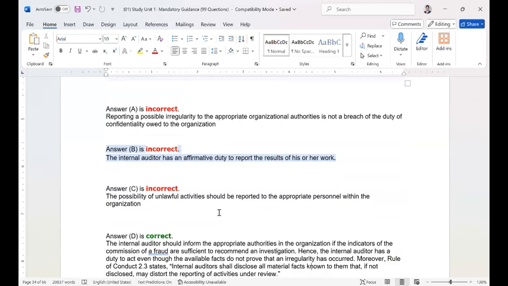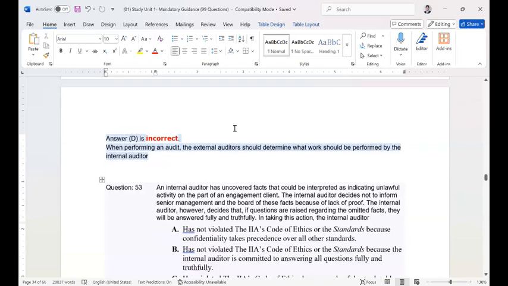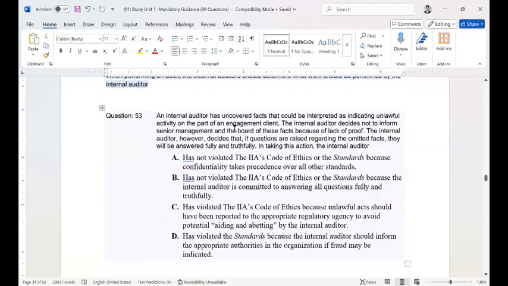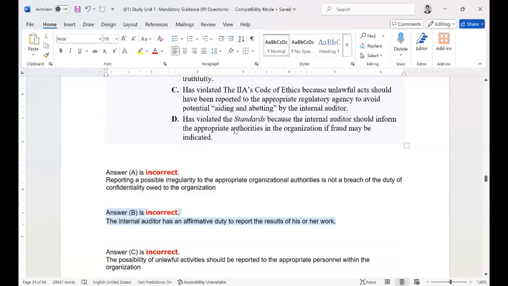Moreover, the internal auditor should disclose all material facts known to them. Yeah. The possibility of unlawful activity should be reported. Can you see the possibility? So the lesson here is that if there is an indication, even if you have no proof, right? Sometimes for every crime there is no proof, no? It's very difficult. Yes. But if there's an indication, you're expected to dig a little deeper and see, right? And then decide. So these are very tricky questions, huh? Very tricky.